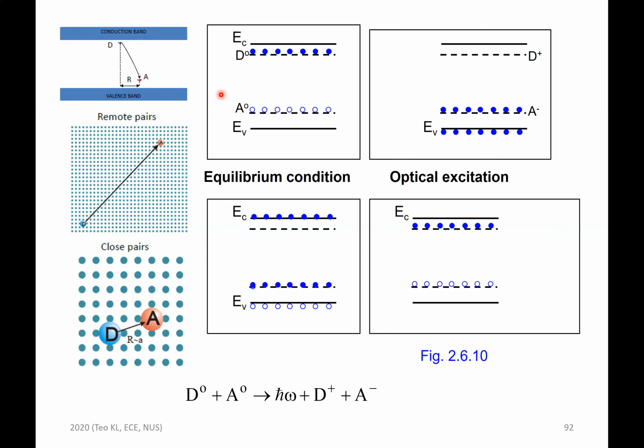at thermal equilibrium, without any photon excitation, there's a probability the electron can be captured by the hole, without any incoming photon energy. So the electron can recombine with the hole, and that gives rise to D plus and A minus, ionized donor and acceptor. So any sample you put on the shelf, there's a probability that the electron and the hole can recombine, but the probability is low, especially at room temperature.